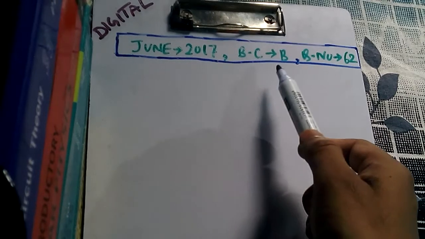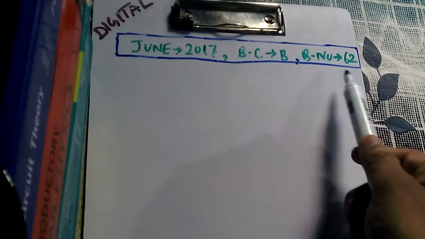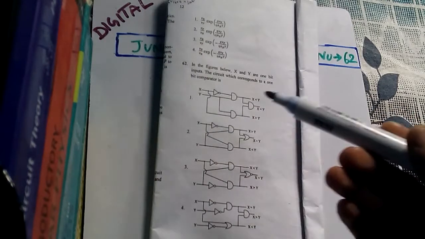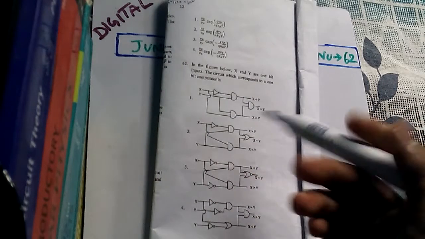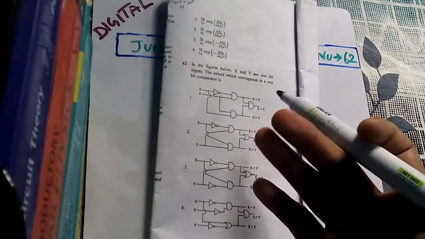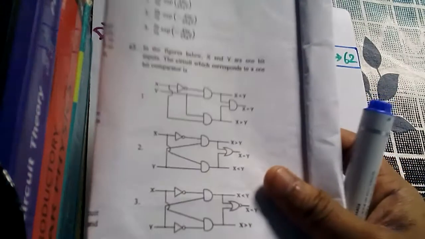Of the booklet code B and question number 62. Let me show you the problem. This problem is on the topic digital electronics, and it employs some gates and other components to generate this problem.